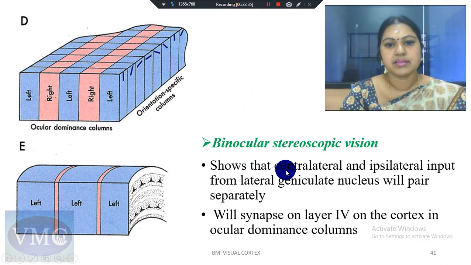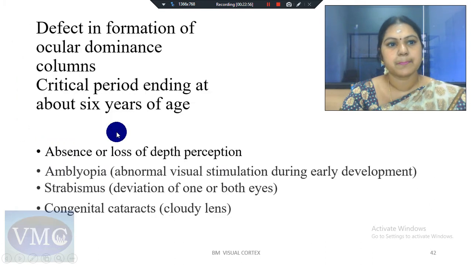So this is concerned with binocular stereoscopic vision. Stereoscopic vision shows that contralateral and ipsilateral input from the lateral geniculate bodies will pair separately. This will synapse on layer 4 of the cortex in the ocular dominance column. So you can see the left, right, these are ocular dominance columns.